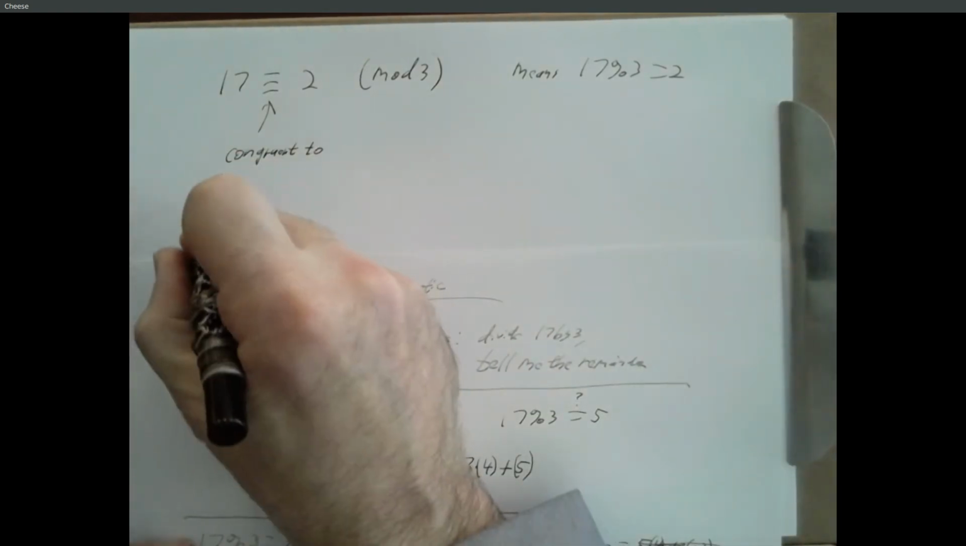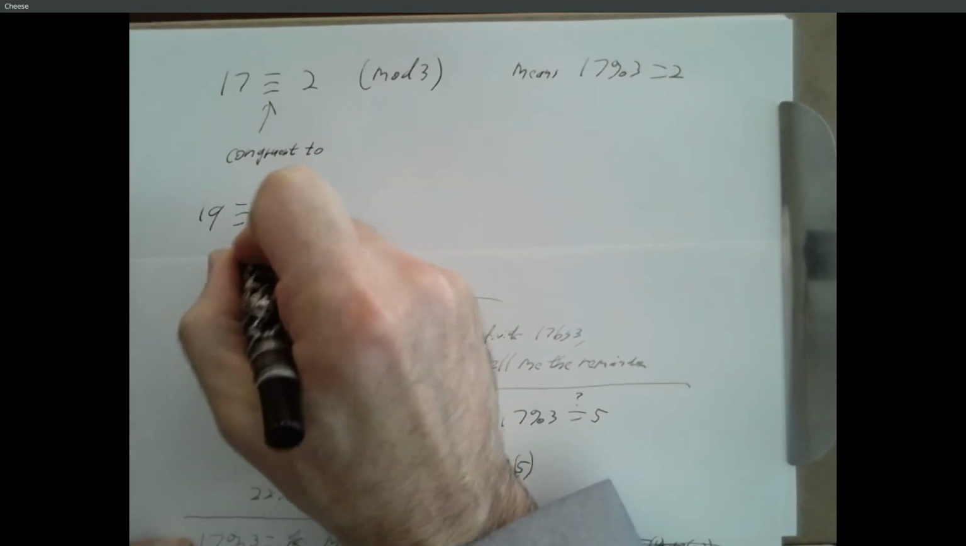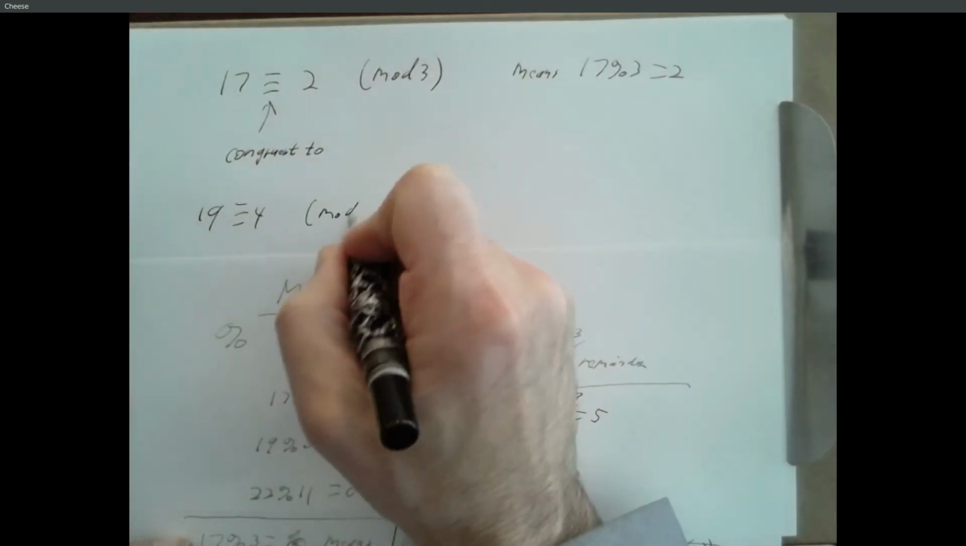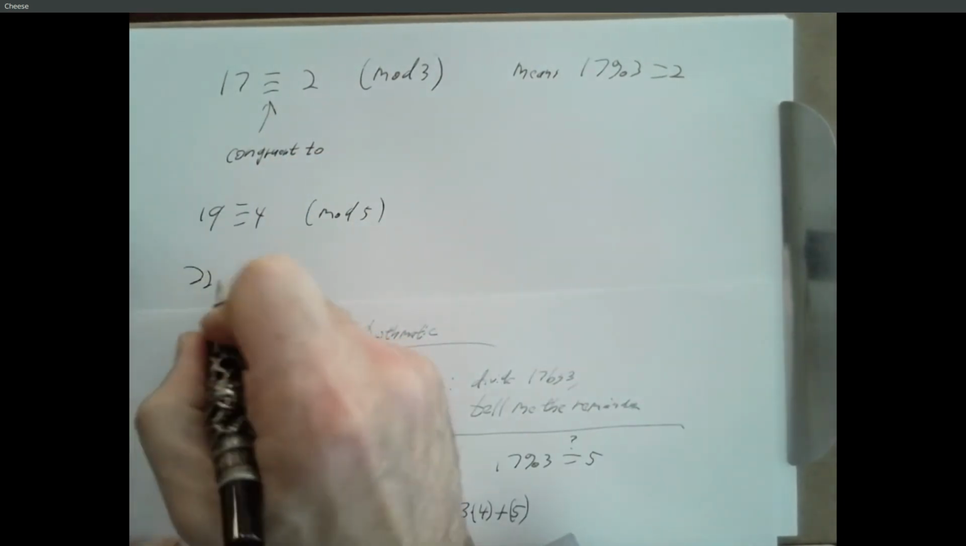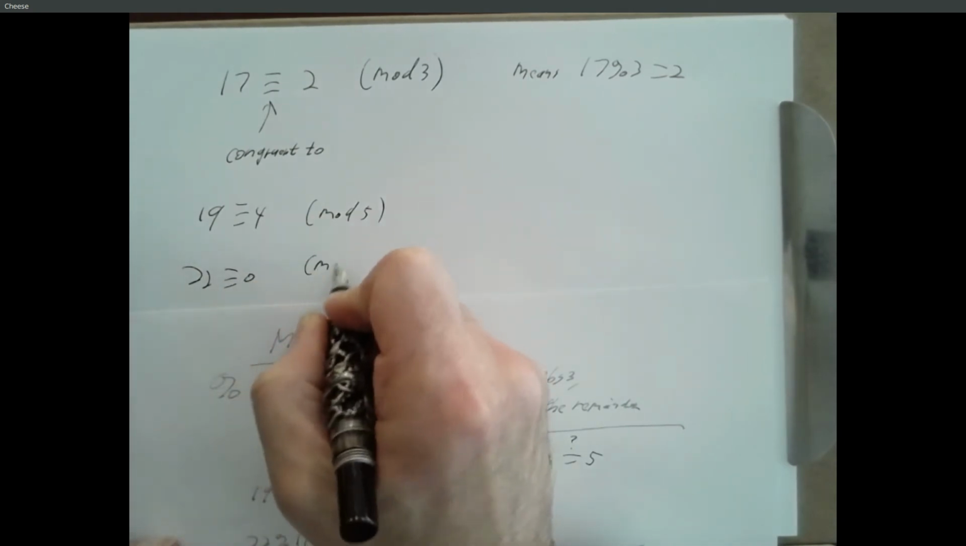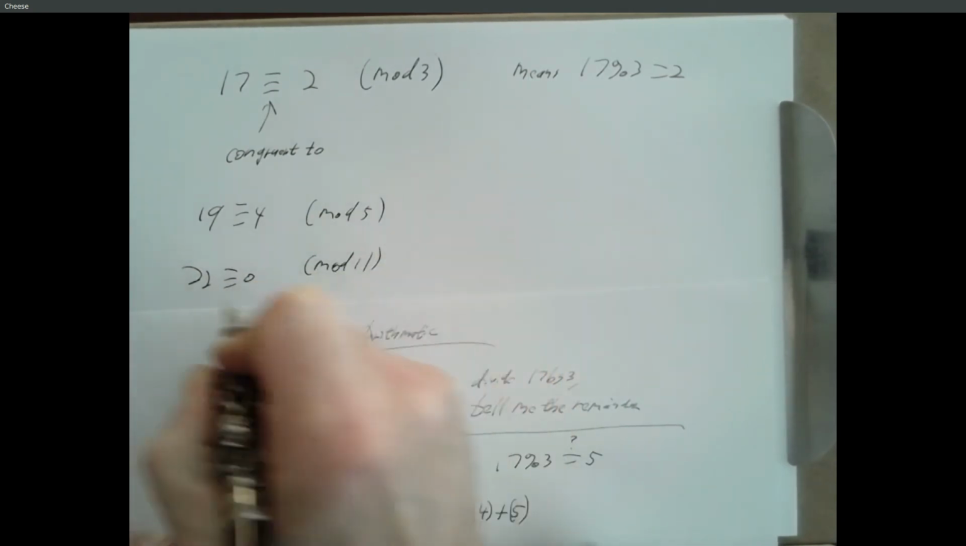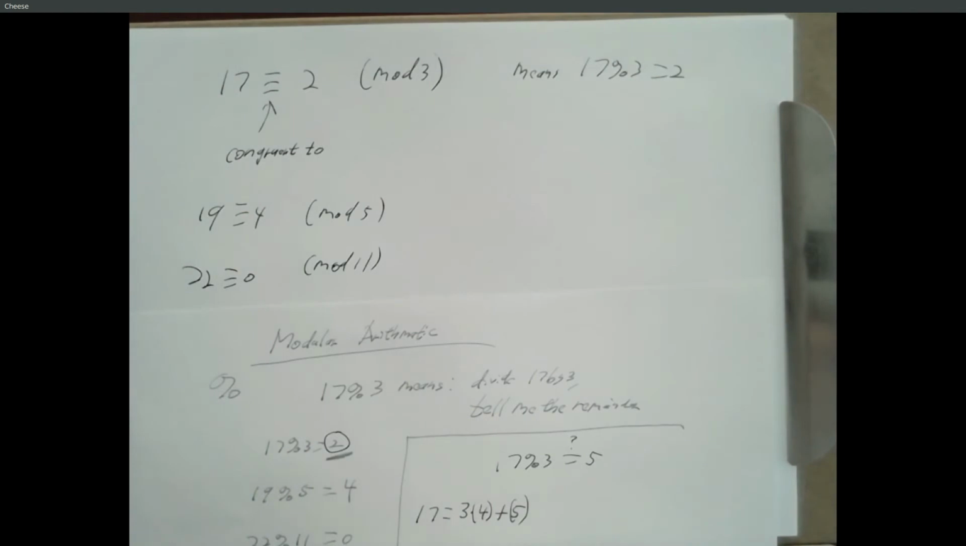So 19 is congruent to 4 modulo 5. 22 is congruent to 0 modulo 11. And you have to mention the modulo. And you have to mention what modulus you're working in.